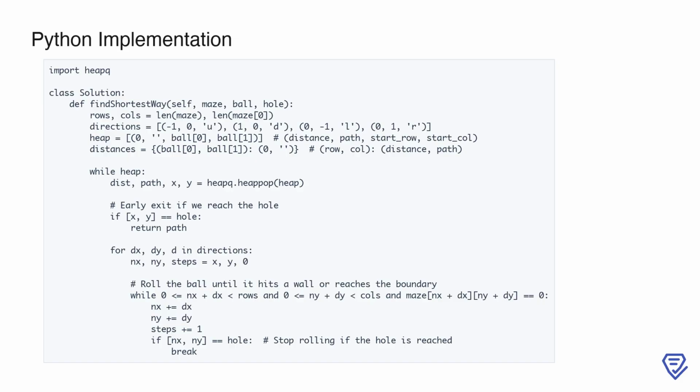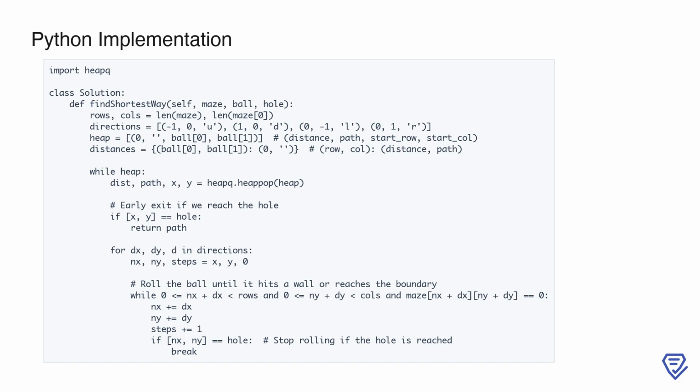First, we calculate the maze dimensions and define the possible movement directions along with their corresponding characters, such as U for up, D for down, L for left, and R for right. Then, we initialize a min heap to prioritize paths based on their distance and lexicographical order, as well as a dictionary distances to track the shortest path and its associated distance for each position. The heap starts with the ball's position, a distance of 0, and an empty path string.